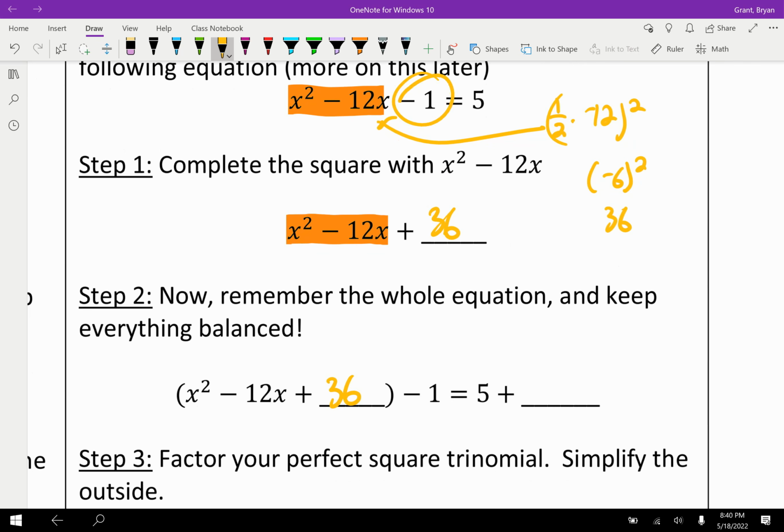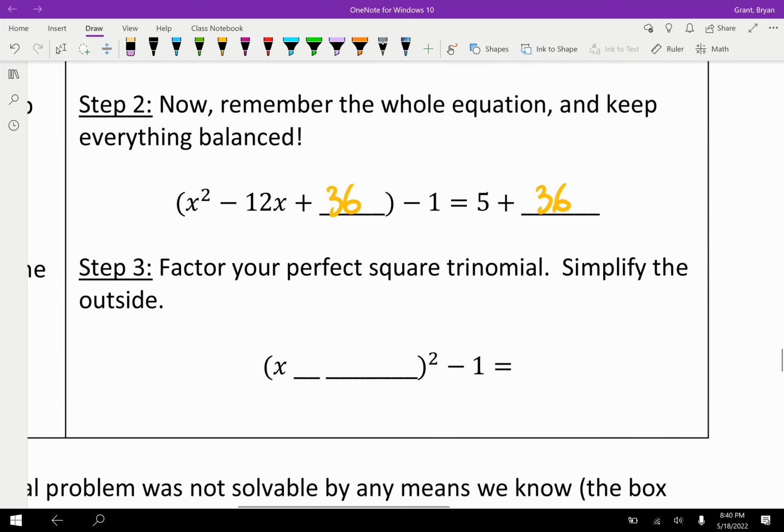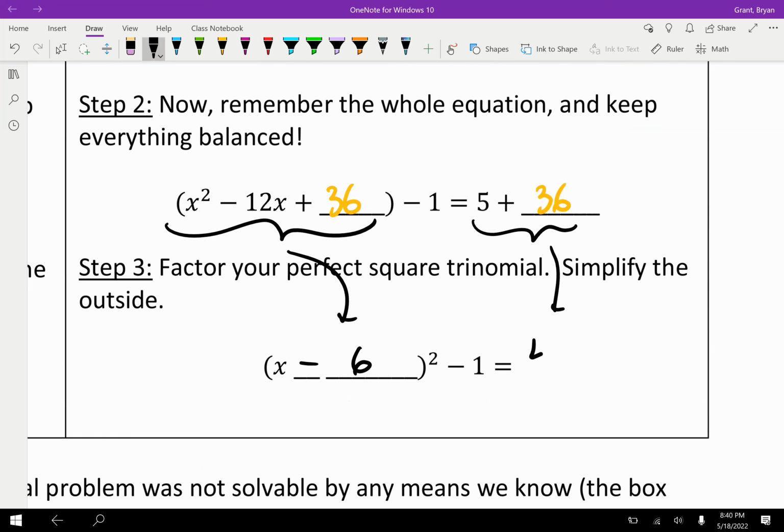There was still a minus 1 from the beginning, so that didn't go anywhere. And if you added 36 to one side, you better add 36 to the other. We could have, of course, also subtracted off 36 on the same side. Then we factor, right? Perfect square trinomial, easy to factor, x minus 6 squared minus 1, and we should probably combine like terms here to get 41.